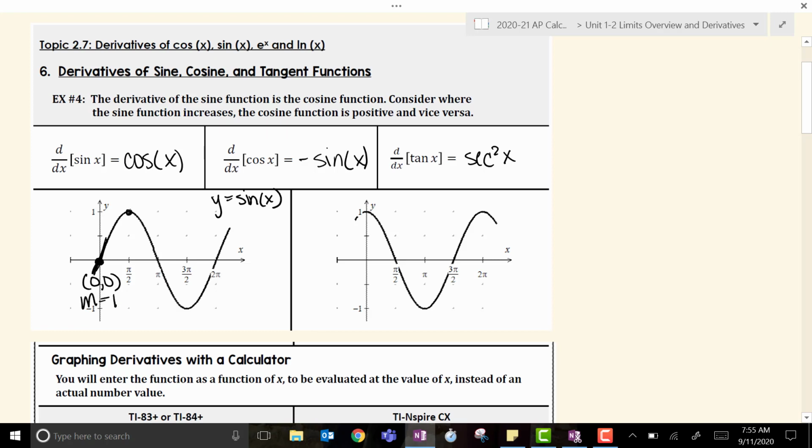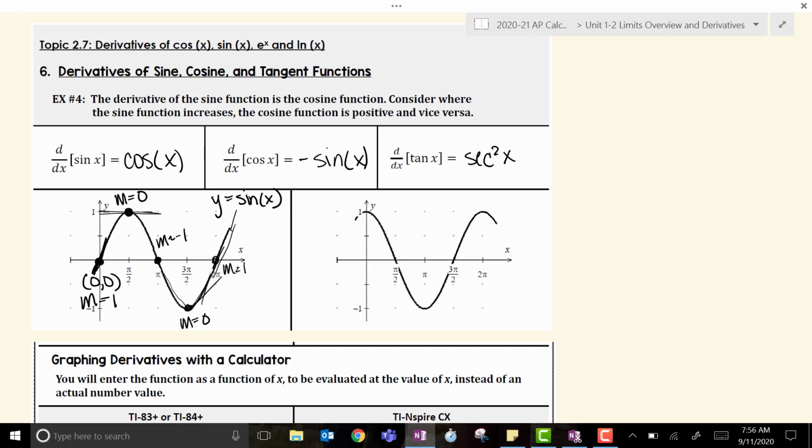And then we also know at pi over 2, my slope is going to be 0 because we're horizontal. We have a horizontal tangent line here. We are decreasing, so we have negative slopes from pi over 2 to 3 pi over 2. And we know at pi, the slope is going to be about negative 1. At 3 pi over 2, our slope is 0. And then at 2 pi, our slope is 1. But we're increasing, lots of positive slopes, right? All the way between 3 pi over 2 and 2 pi.